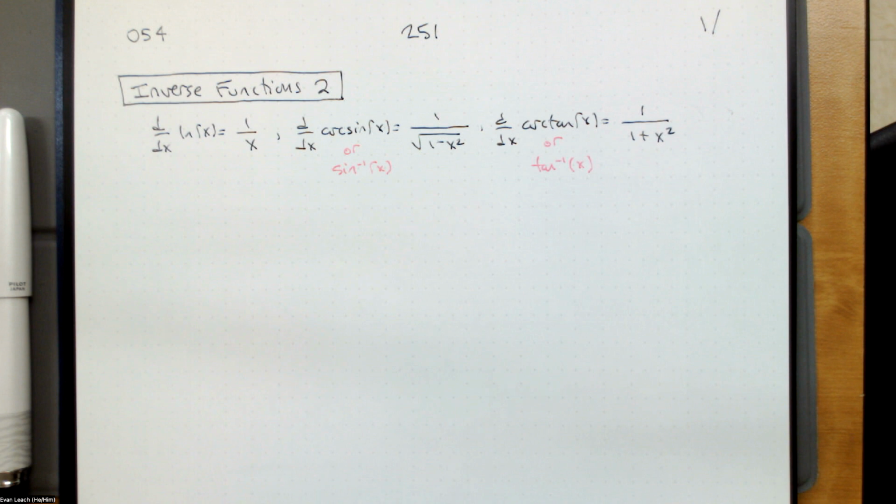One thing that we mentioned yesterday is that not all functions are invertible. We may have to restrict the domain of our original function so that we get a function.